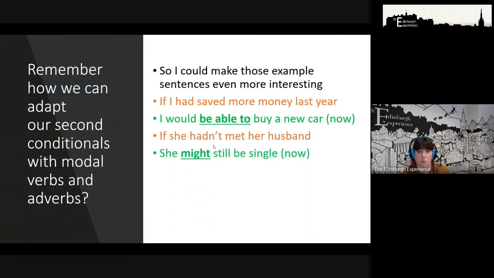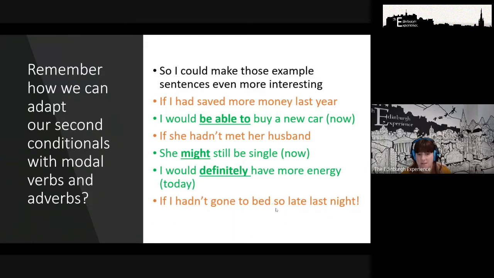Okay, so remember that we can add these verbs of speculation like might or may or could to give the idea of how possible something would be. And I would definitely have more energy today if I hadn't gone to bed so late last night. So remember, we can bring in adverbs like definitely and probably into those situation clauses again to add more speculation, to say how sure you are of something. And that will just immediately make your language a little bit more interesting, more varied, and showing that you have a wider range of both vocabulary and grammar.